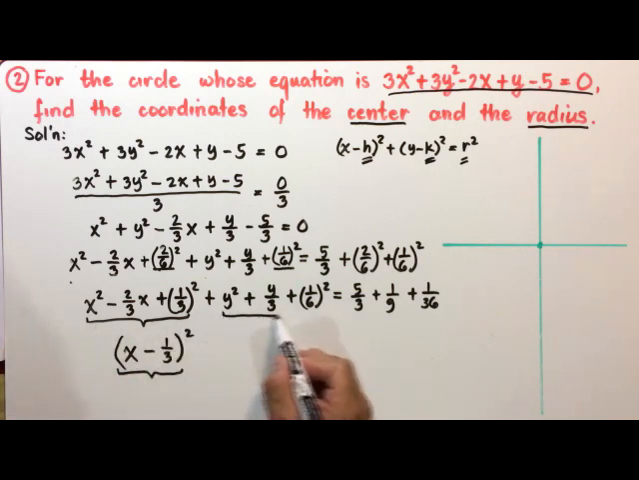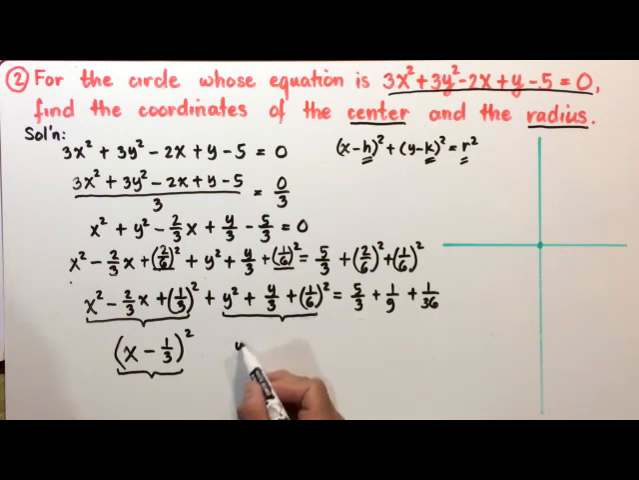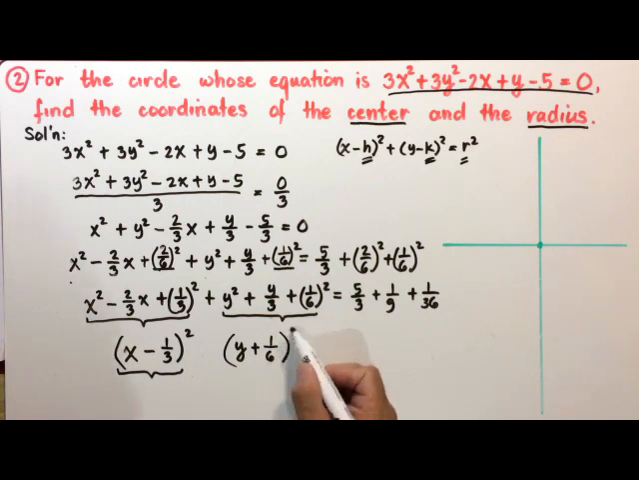Also, this one, I can rewrite like y, because the root of y squared is y, and the root of 1/6 squared is 1/6. I just copy the sign of the middle term, which is positive. So I square this one, and you can check that this one is just equal to that one.